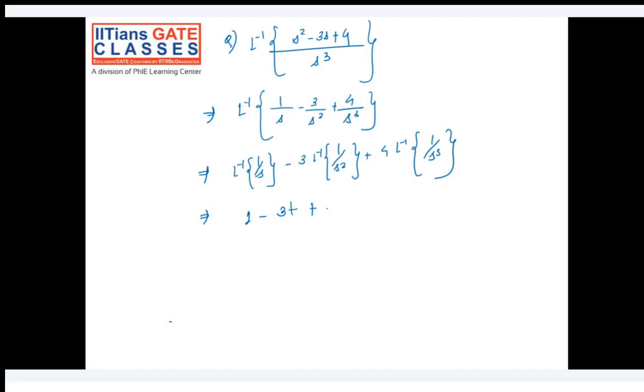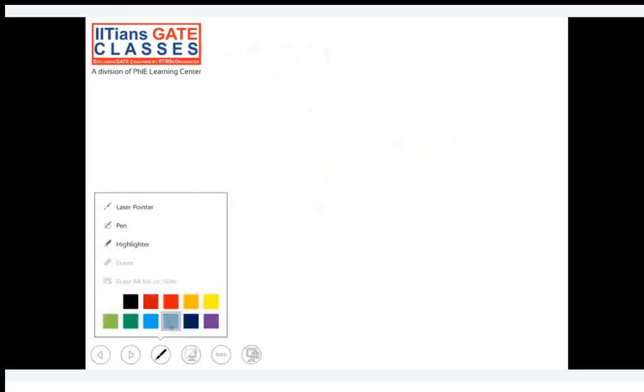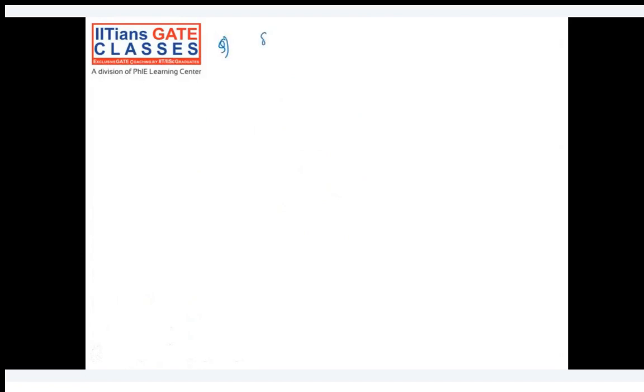And that is nothing but the partial fractions combining with the shifting, and the other one is the convolution theorem. Okay, so let me give you one question. Inverse Laplace of s plus 2 divided by s square minus 4s plus 13. So how will you solve this question?